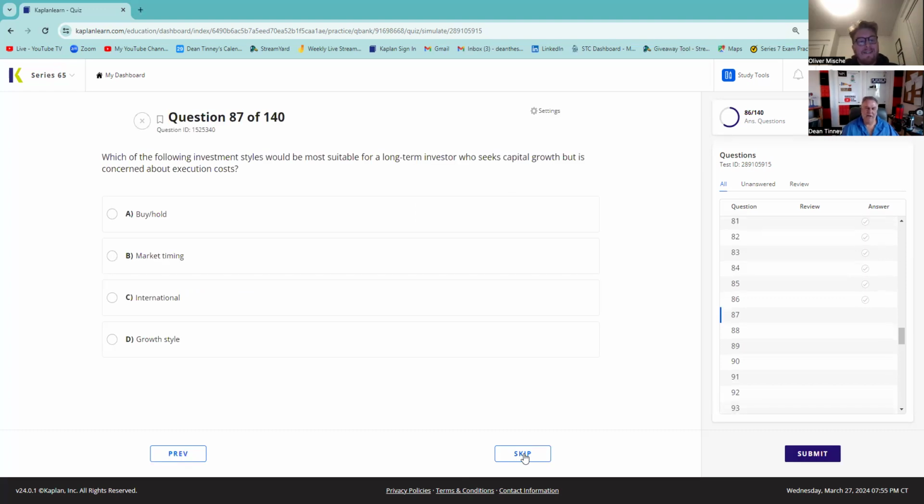Which of the following investment styles would be most suitable for a long-term investor who receives capital growth, but is concerned about execution costs? This is testable. Buy and hold. Yeah, that's definitely there.